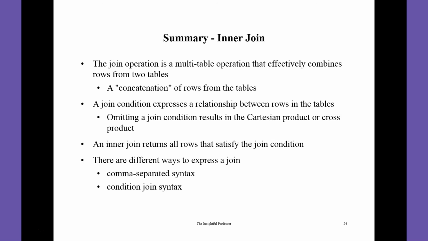The purpose of the inner join is to return all the rows that satisfy the join condition. Remember, there could be rows in either or both of the tables that fail to satisfy the join condition. Those will not appear in the result set of the inner join. And finally, we noted that there are different ways to express a join: the comma-separated syntax and a condition join syntax.